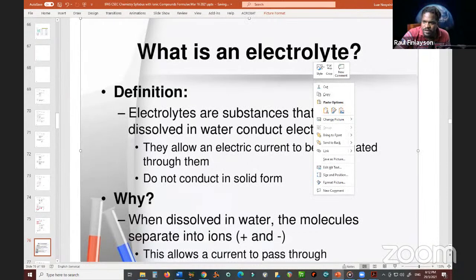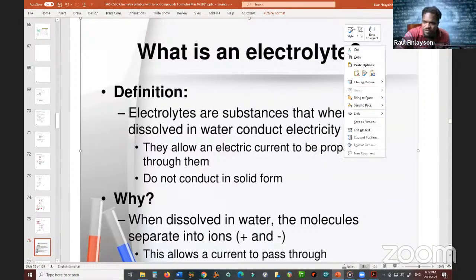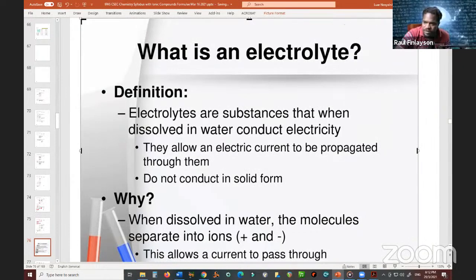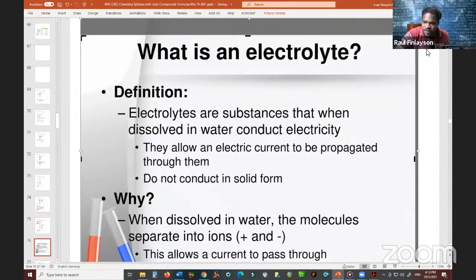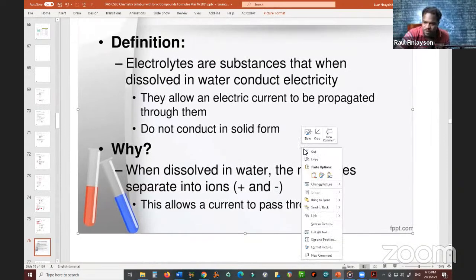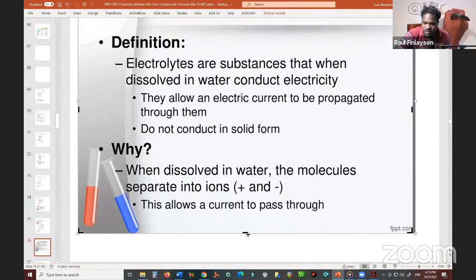All right. Remember that electrolytes, again from this information that you're seeing here, don't conduct an electric current when they are in a solid state. They have to be molten or aqueous.